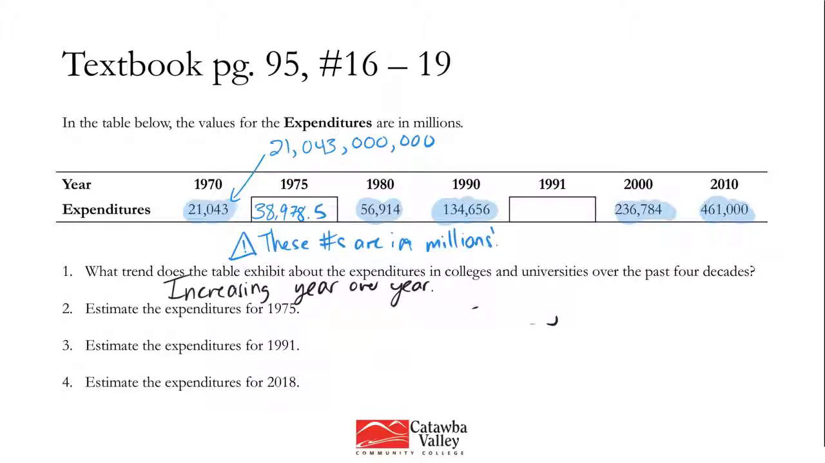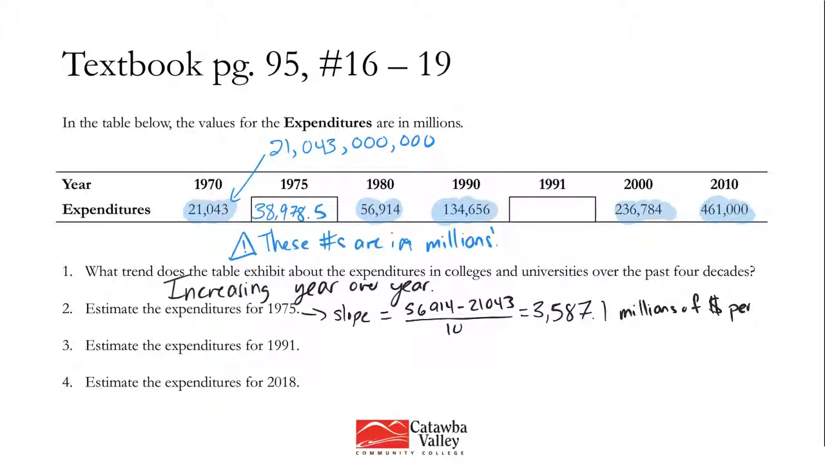And then the second way we could do this is by the formal way that the textbook introduces. And that's to first find the slope, which would be the change in the dependent divided by the change in the independent. So in this case, the expenditures are dependent upon the years. And so we want to find the change in the expenditures over that decade from 1970 to 1980, and then divide that by the change in years. So we would do 56,914 minus 21,043 divided by that 10-year difference, and that gives us 3,587.1. So that was the change for 1 year. So this would be millions of dollars per year. And since it's per year, that's a single year's growth in that decade.